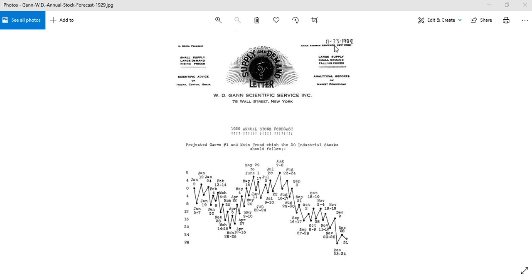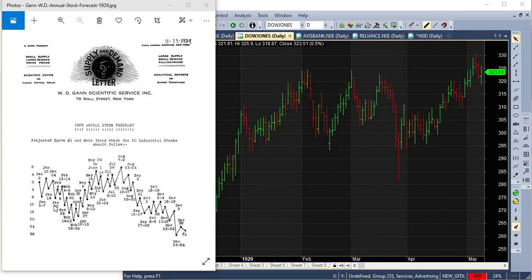On my screen, you can see this is the supply and demand letter. This was forecasted on 23rd of November 1928, and this is for the year 1929. And this is, by the way, Dow Jones. So let me minimize this and we can see how his forecast worked in the Dow Jones in 1929. What he forecasted here was January 2nd will be the high, January 5th or 7th is the low, January 12th is high, January 19th will be the low, January 24th will be the high, January 30th will be the low, and so on. So let's see how his forecast worked.